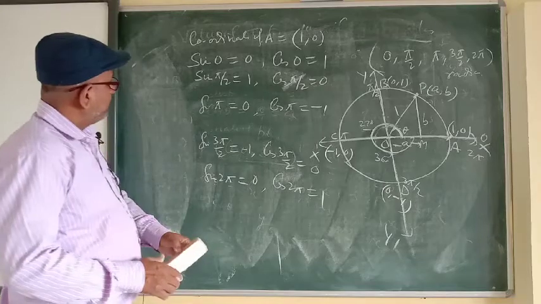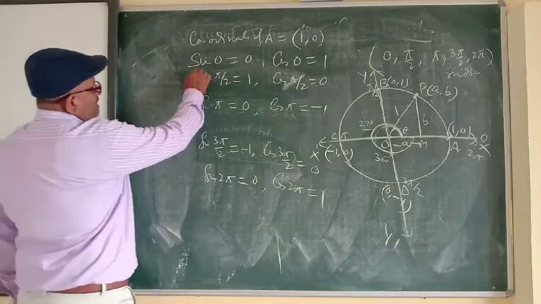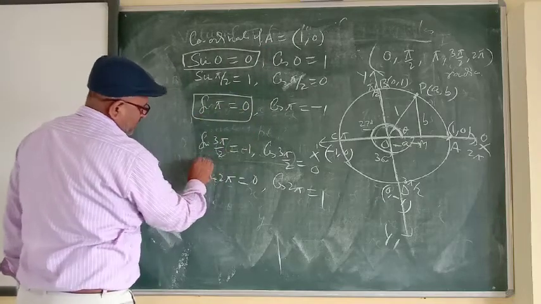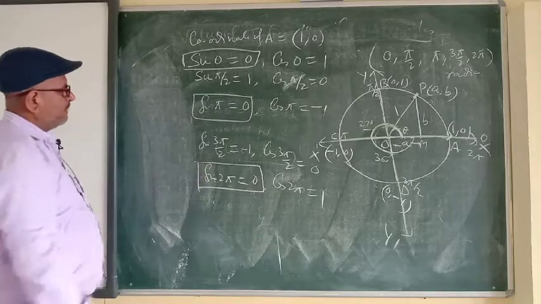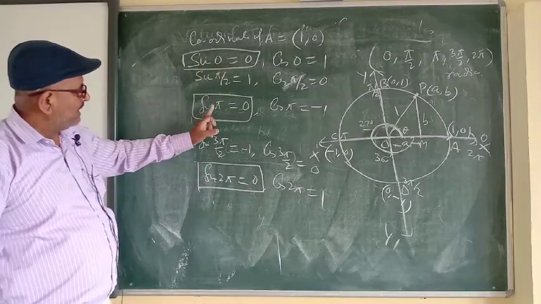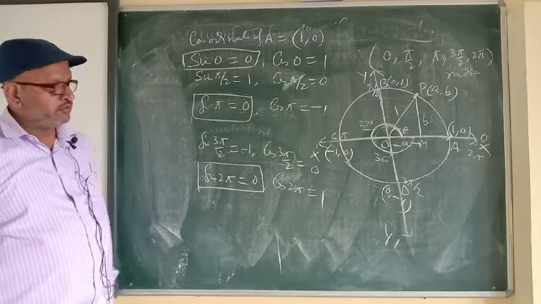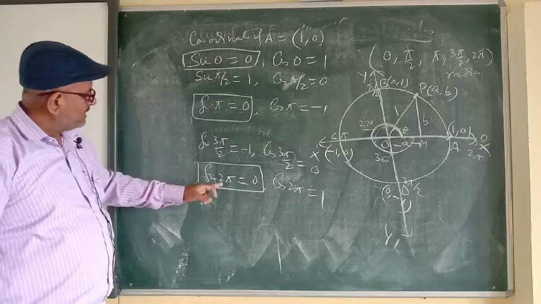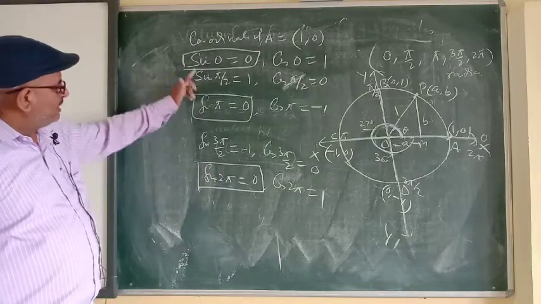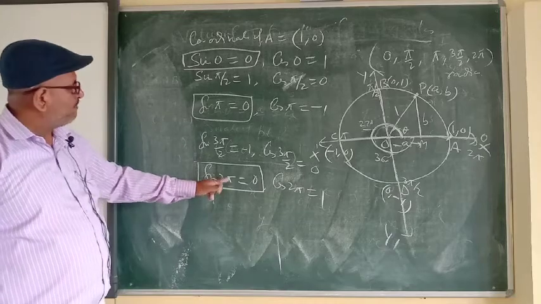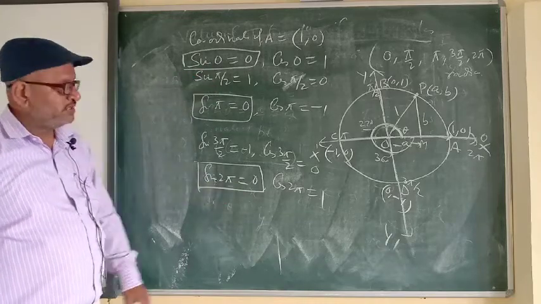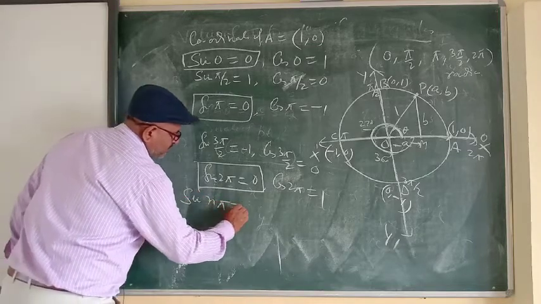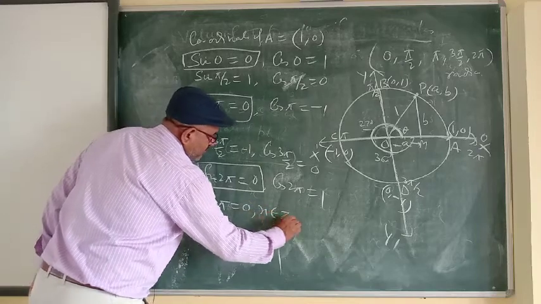So what do we see here? Sin 0 is 0. Sin pi is 0. Sin 2 pi is equal to 0. It means we see that the value of sin for an integral multiple of pi, 0, 1, 2, will be 0. So we can say that sin n pi is equal to 0, where n belongs to the integers.